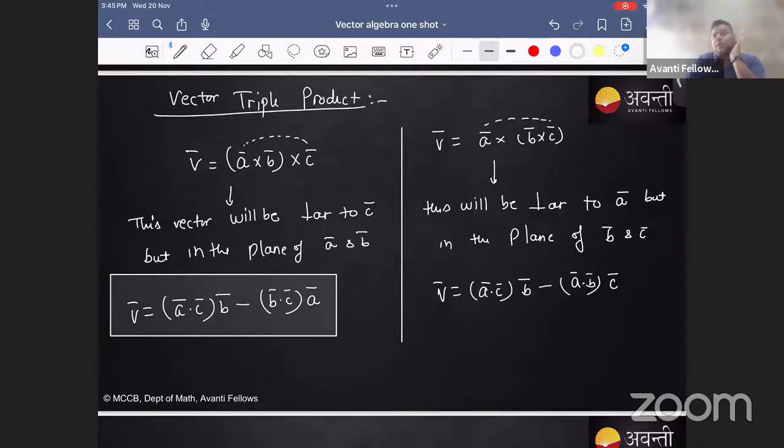So this formula you have to remember. Distant ones multiplied by B minus near ones multiplied by A. Here also, distant ones multiplied by B minus near ones multiplied by C. Am I clear? Have a look.